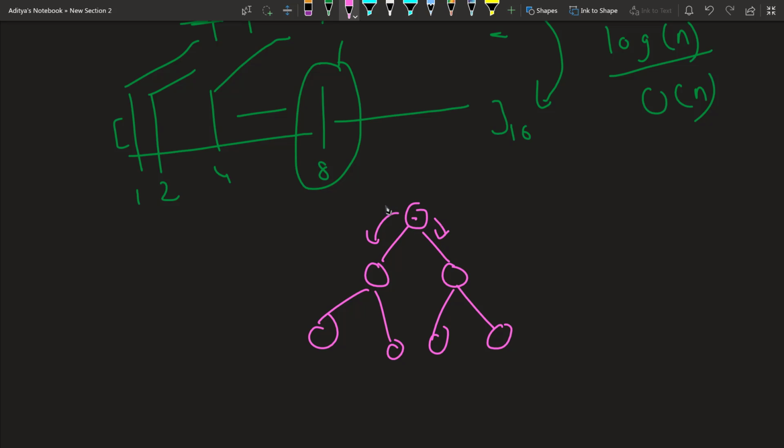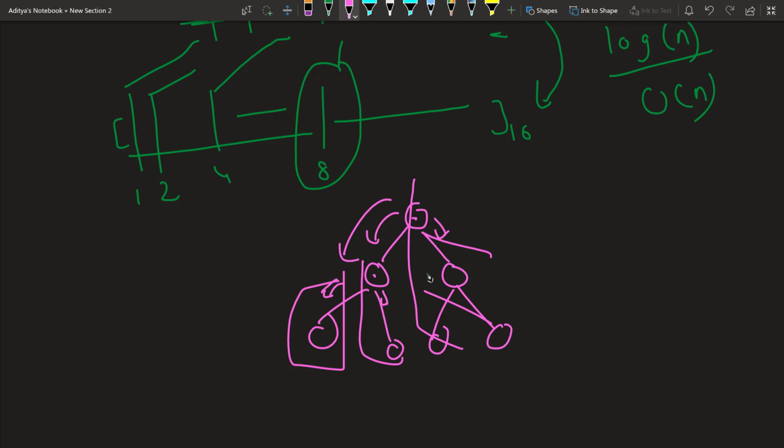Once we decide to go this side, we are just going to eliminate all of this. So we are not going to look at this part, and again when we come here, we check if we have to go this side or this side. If we know that we have to go this side, we are just going to look at this part, and not this one. So here we can also see that this operation is just taking log of n time, because we are eliminating half of our workload in every single step.